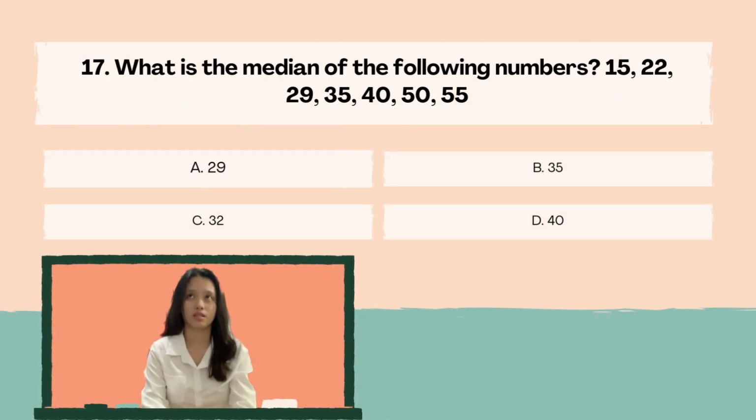For question number 17, what is the median of the following numbers? 15, 22, 29, 35, 40, 50, and 55. For the choices, A. 29, B. 35, C. 32, D. 40. You have 15 seconds to answer.